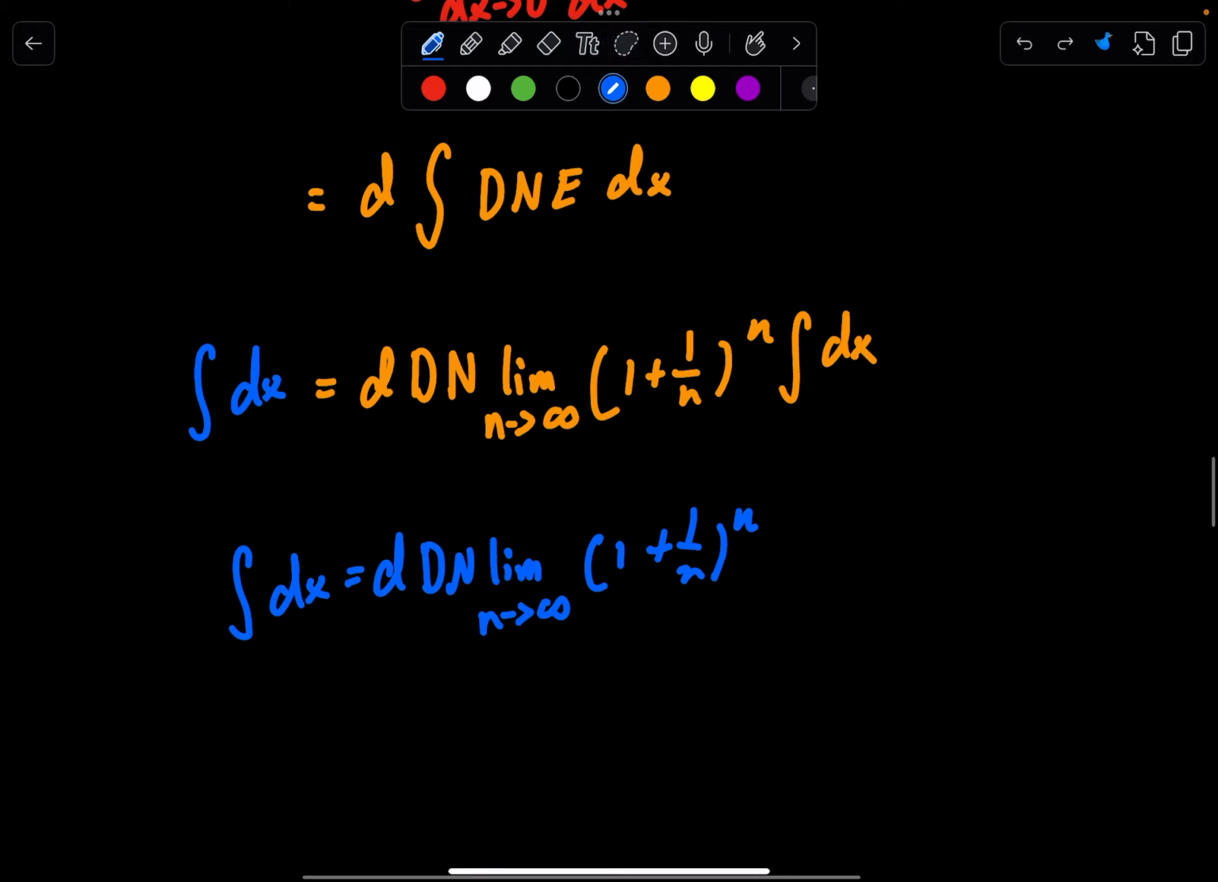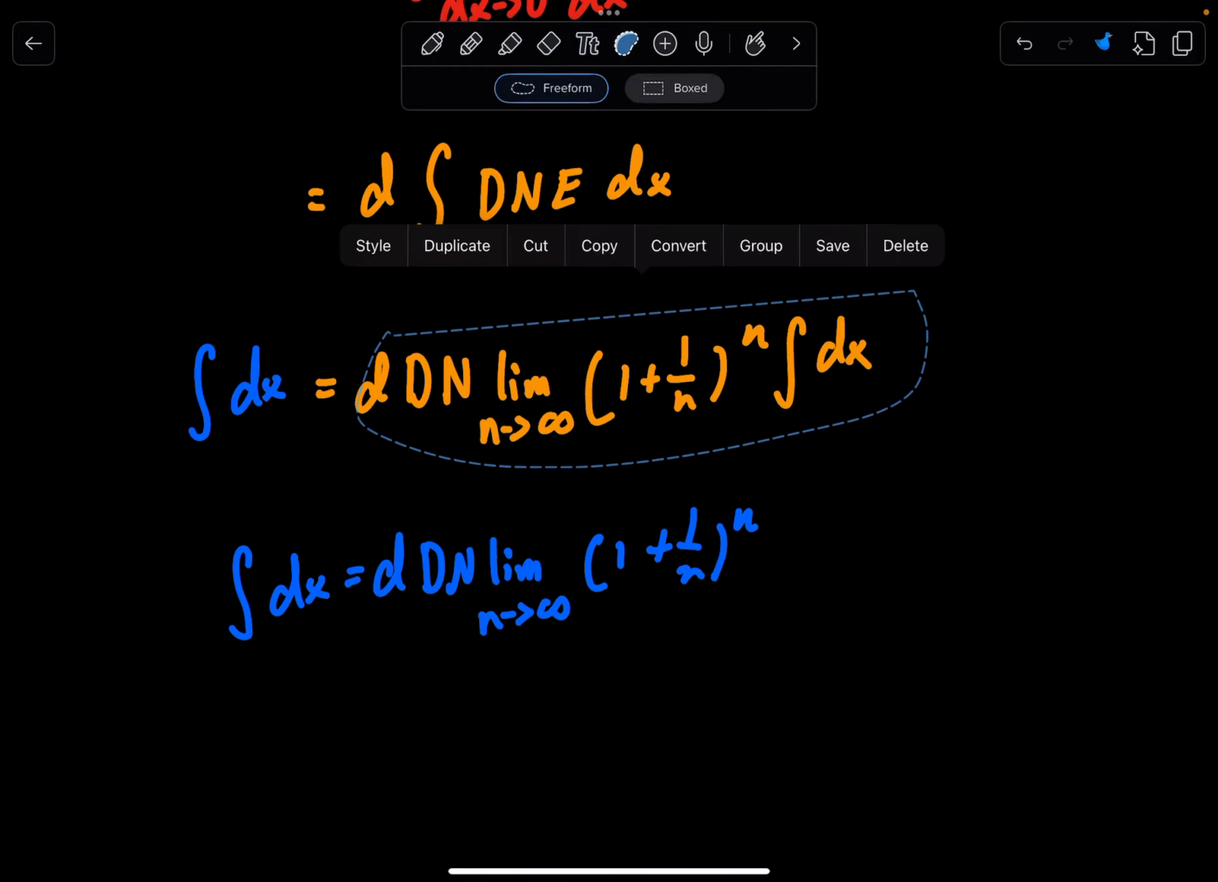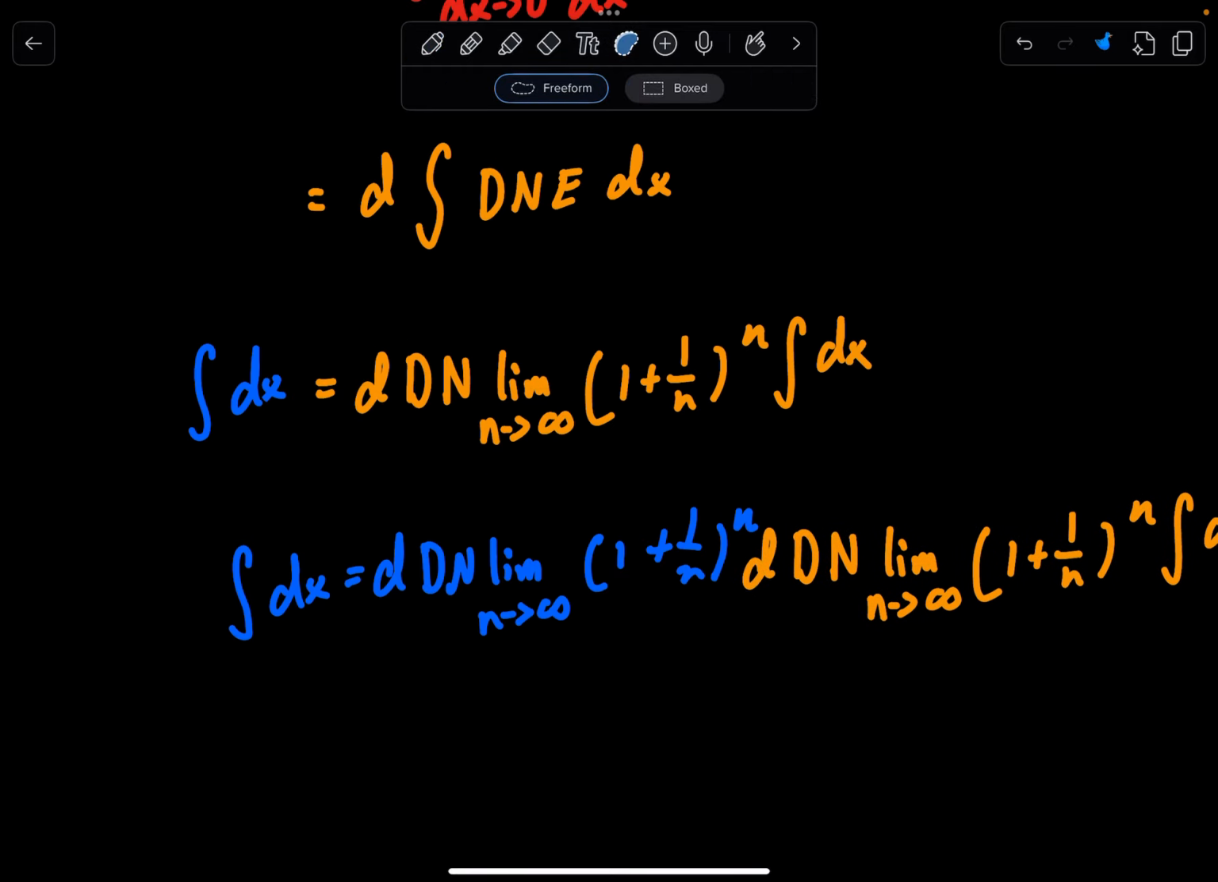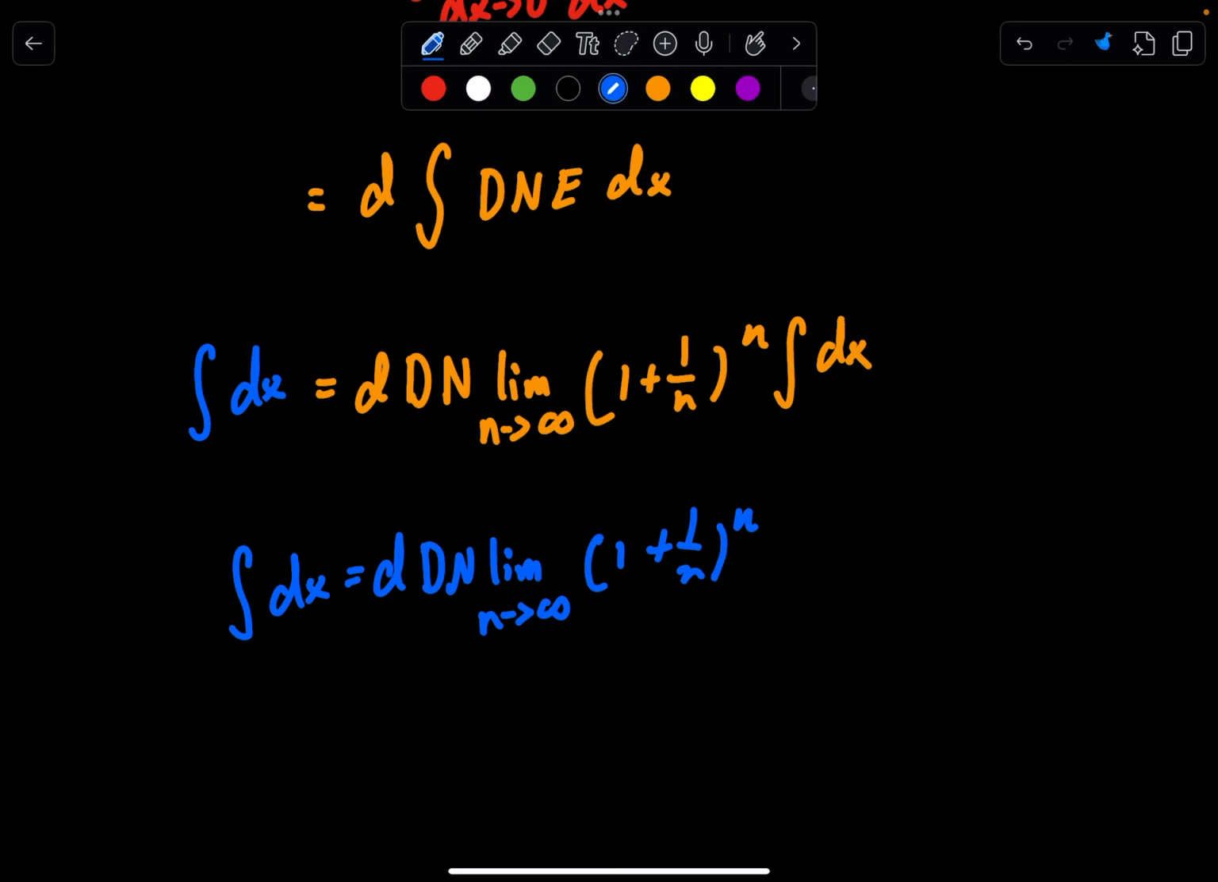And we're going to have all of this copy and pasted once again to replace that dx on the right-hand side. Duplicate. We're going to have that. So we can essentially say that this is raised to the infinite power because this continues on forever and ever and ever. And then we're going to have an integral dx again.